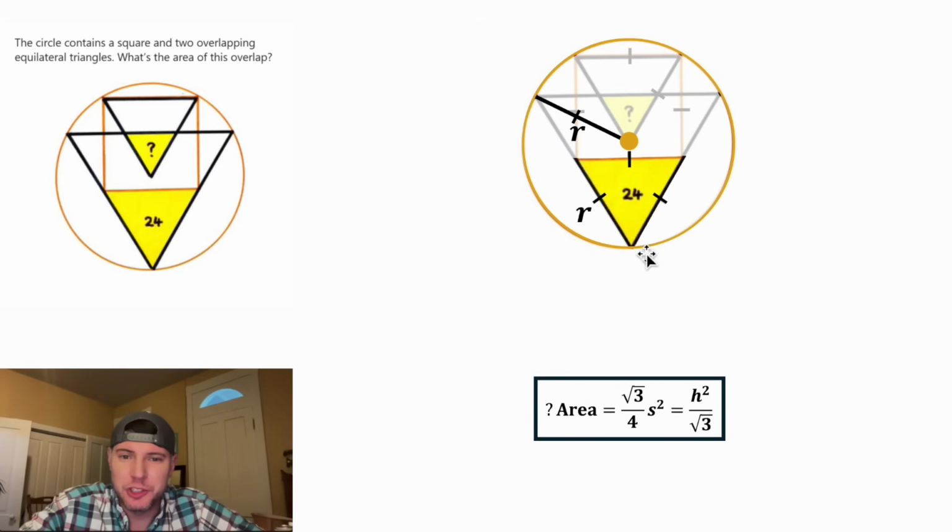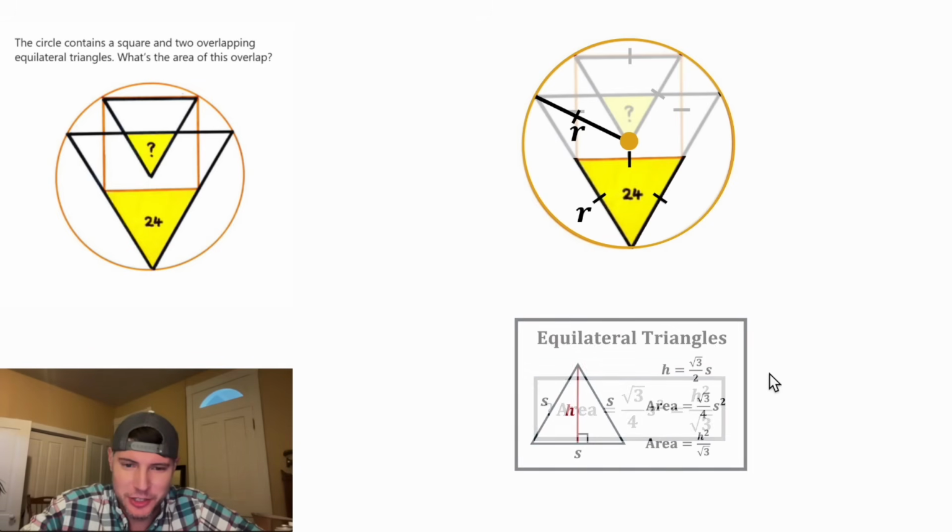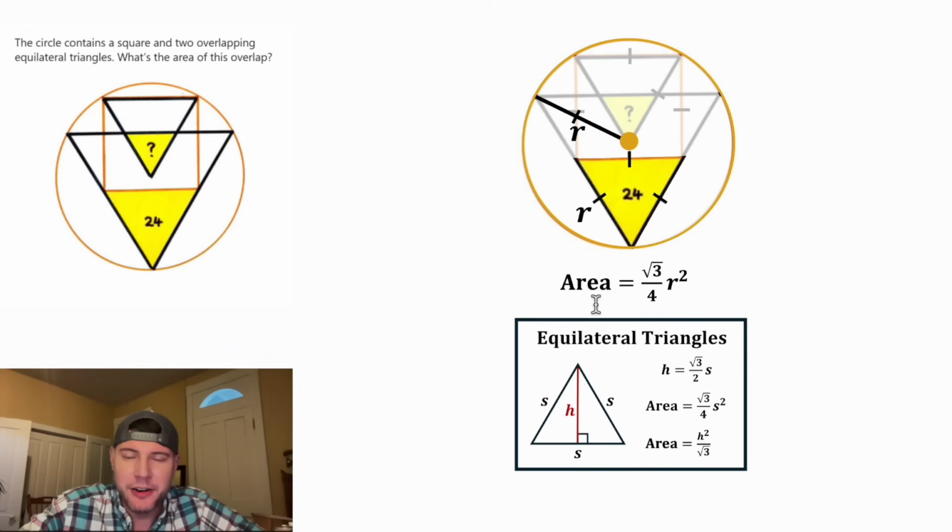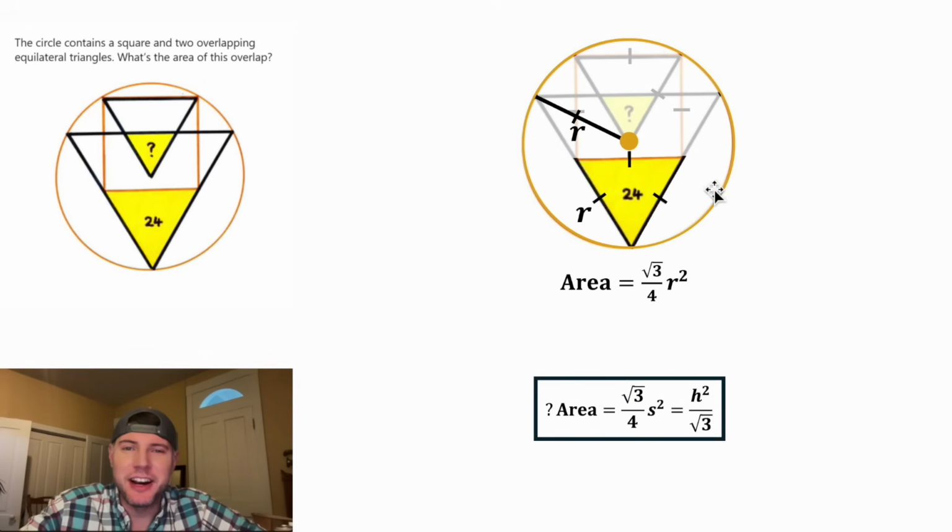This is an equilateral triangle where we know the area and we know the side length is equal to R. Let's use these notes right here. The area is equal to root 3 over 4 R squared. And in the place of the area, we can plug in 24. So now we have one equation and one variable. Let's solve for that variable.